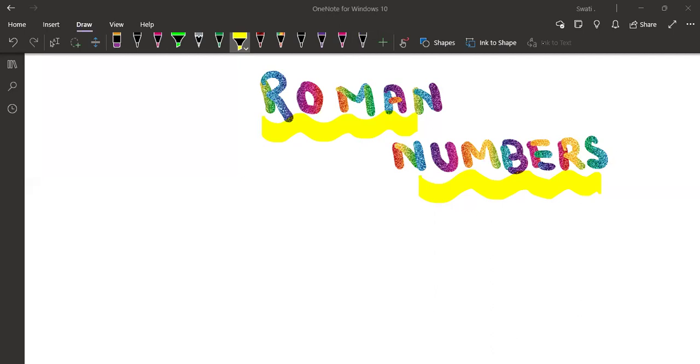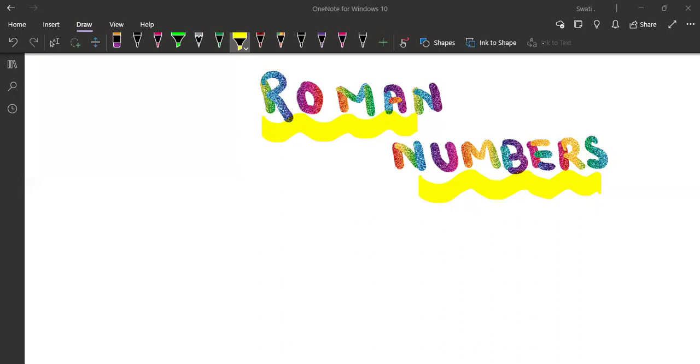Okay, so today the topic that I'm going to cover is Roman numbers. In the Roman numbers, we are going to cover some basic things. This is part one. Part two, I'll upload, in which I'll be discussing more things about Roman numbers. Here, we are just going to have an introduction to the Roman numbers.